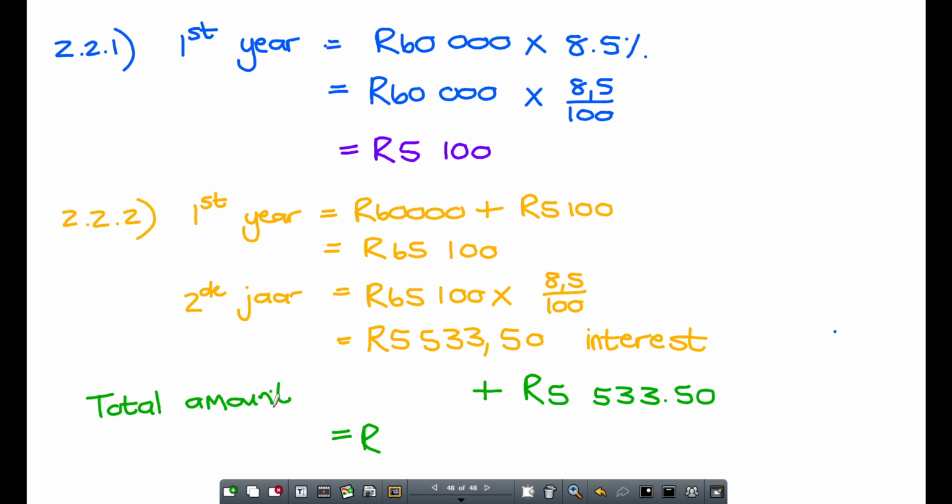Okay, kom ons kyk gou. Aan die einde van die eerste jaar was dit mos gewees hierdie 65,100, né? Okay, so 65,100 plus the interest of the next year. So dan het sy in totaal terugbetaal 70,633 and 50 cents. Okay. Good. That is it for today. Any questions?